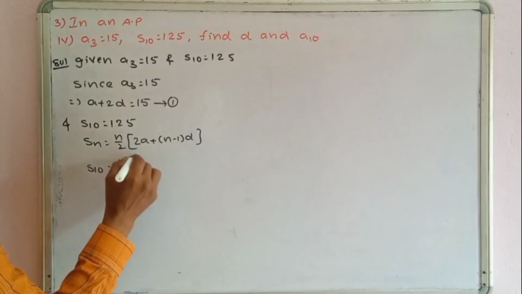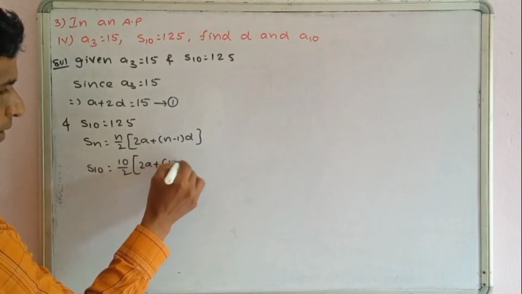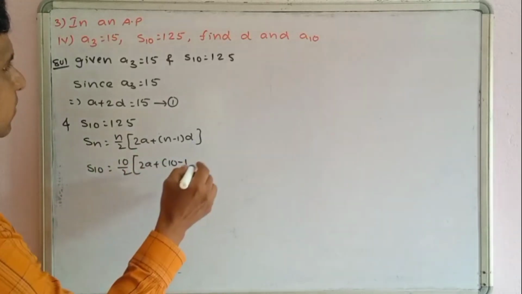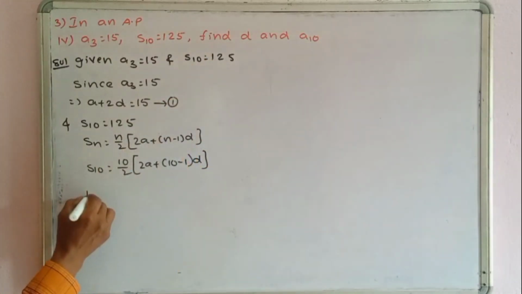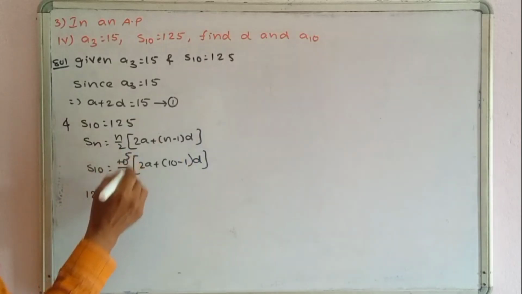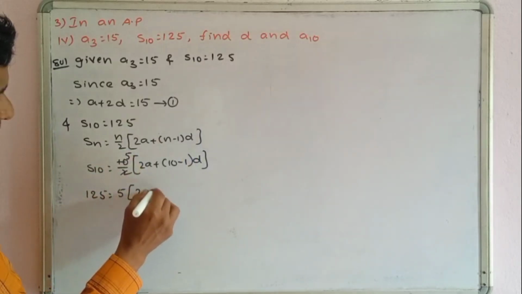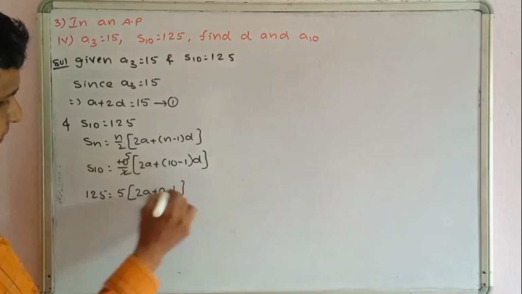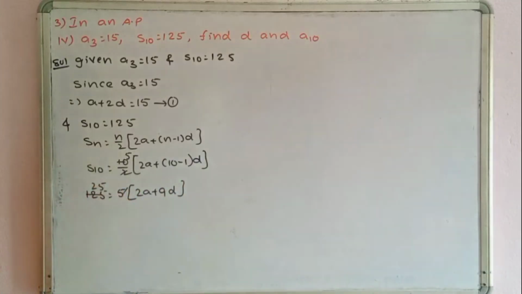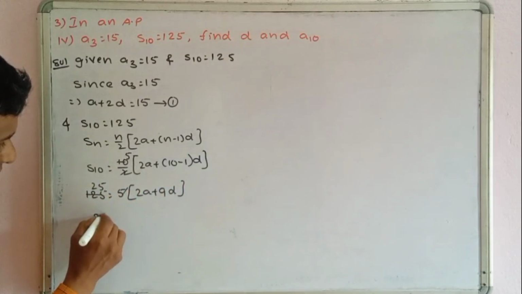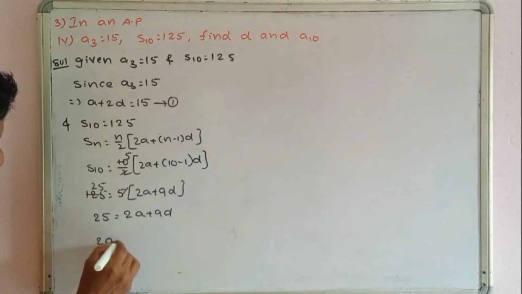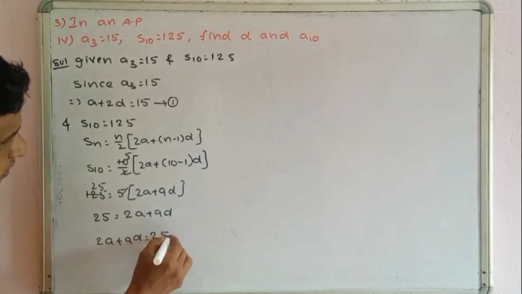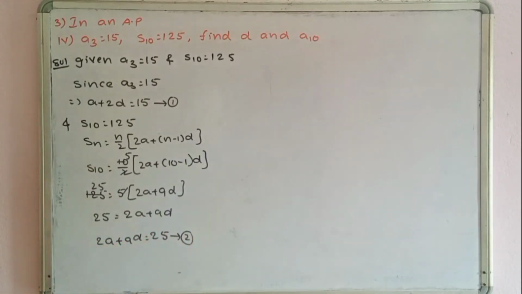Here n equals 10. So 10 by 2, 2A plus 10 minus 1 into D. Here D value I don't know. But S10 value is 125. 2 how many times? 5 times. So 5 into 2A plus 10 minus 1 is 9D. 5 2 is 10, 5 5 is 25. So 25 equals 2A plus 9D. Write in proper order: 2A plus 9D equals 25. Say it is 2. Now solve 1 and 2.